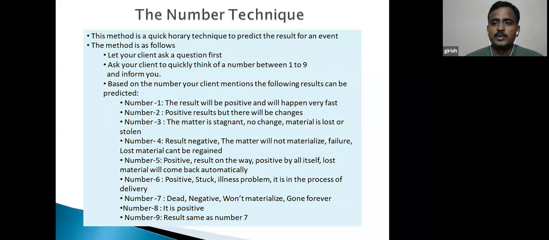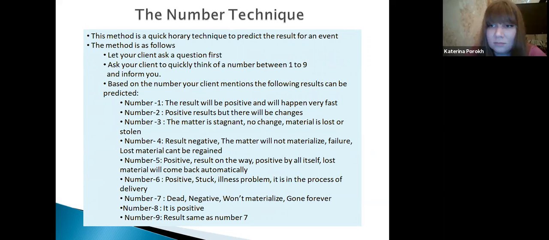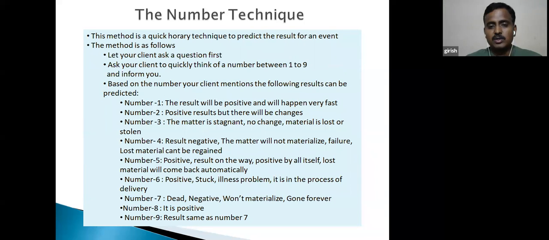Okay, it's a positive result and this event will happen very fast. Let us say, for example, your client is writing an exam or has written an exam, and then asks you, okay, will I pass or not? Then you ask him or her to choose a number between 1 and 9 quickly. And the result comes as 1. Let's say, if your client says 1, then you can always safely say that the person will pass the exam and will get a very good result.